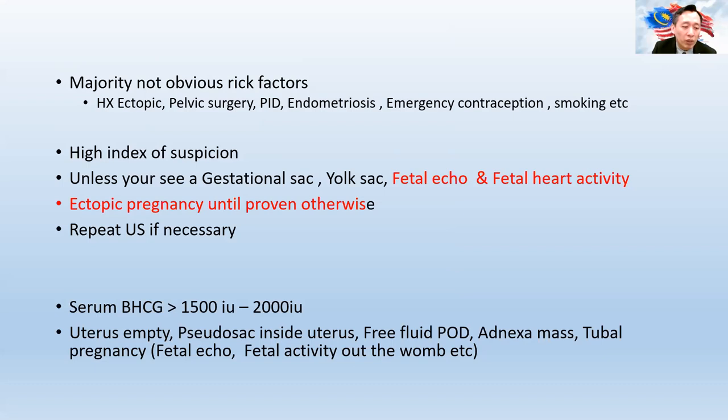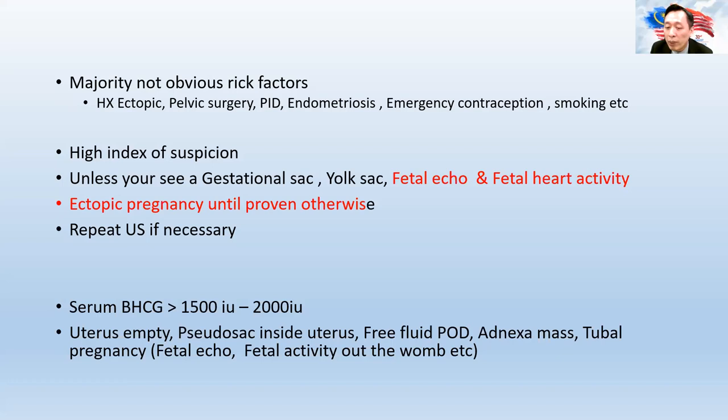If the beta HCG is 1500 to 2000, you must see something. If you see the uterus is empty, the urine pregnancy test is positive, and HCG is more than 1500, then it's ectopic. Sometimes you can see a pseudo sac inside the uterus, free fluid, an adnexal mass, or sometimes even the gestational sac outside the uterus with the baby's heartbeat. So you know that it's an ectopic pregnancy.